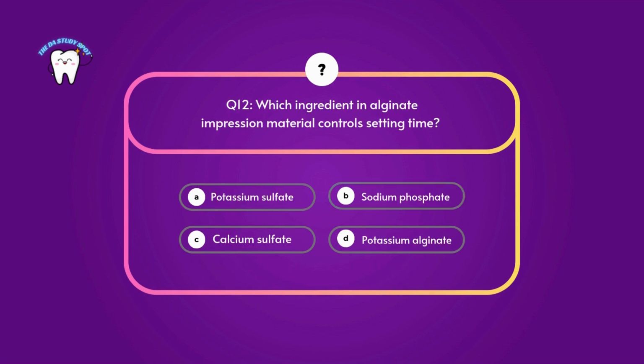Question 12. Which ingredient in alginate impression material controls setting time? A. Potassium sulfate. B. Sodium phosphate. C. Calcium sulfate. D. Potassium alginate.